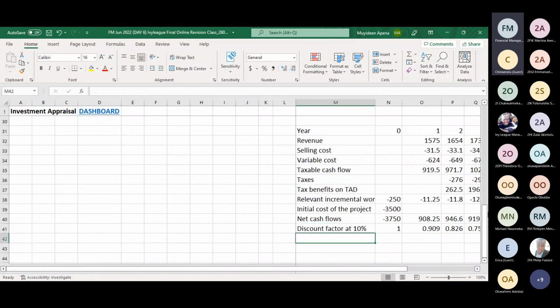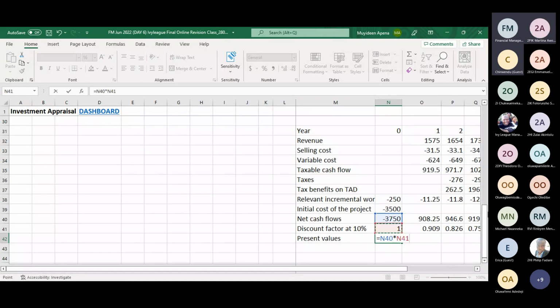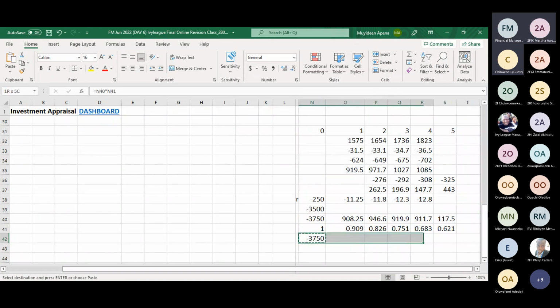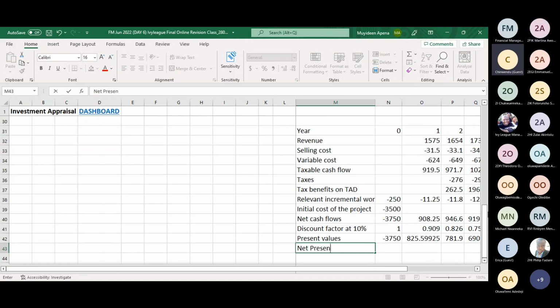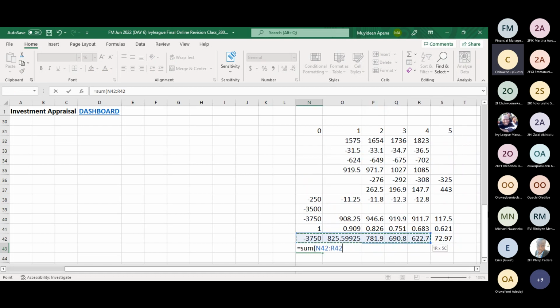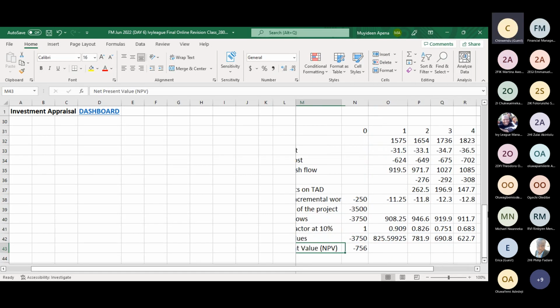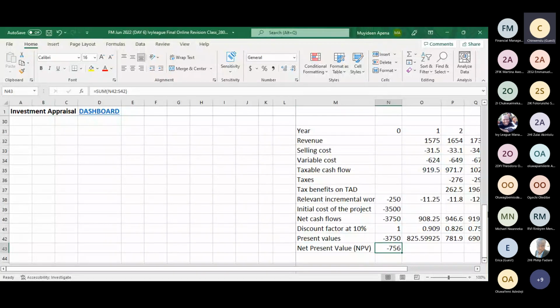Okay, so moving on. So we now have present values. So this is going to be net cash flow multiplied by the discount factor for each year. And then we can sum all the present values to give us the net present value, which equals the sum of all the present values. What do we have? We have a negative net present value.